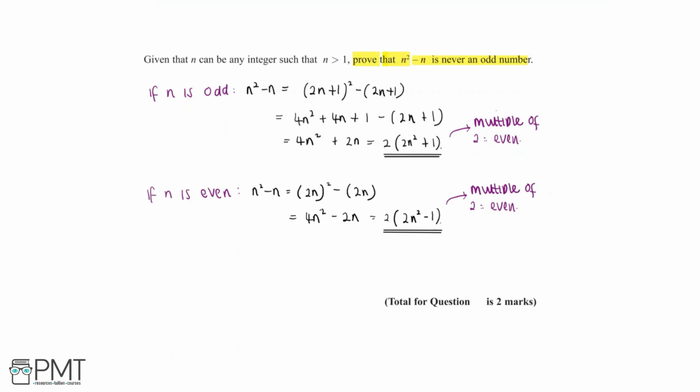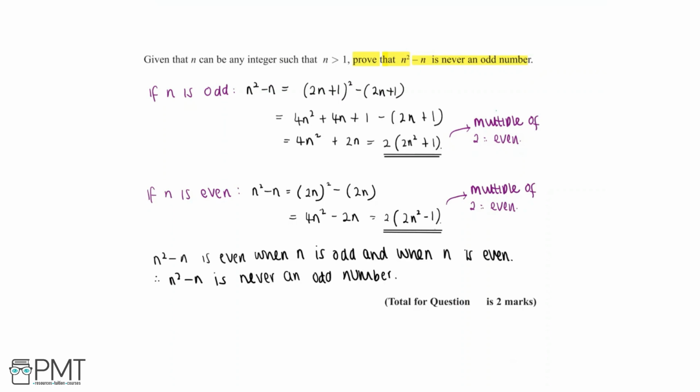And so it's important that we have a conclusive statement at the end of our working out, to say that if n is odd, n squared minus n is even, and if n is even, n squared minus n is also even. And so n squared minus n is always an even number. And so we've now proven that n squared minus n is never an odd number.